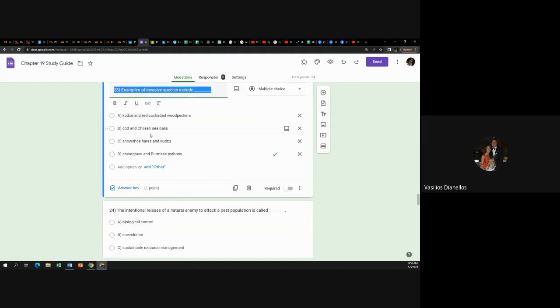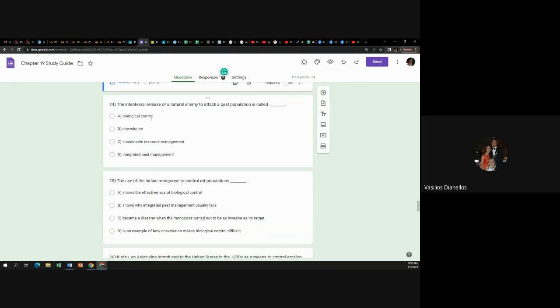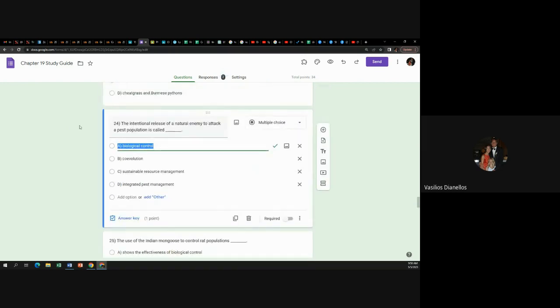I'm not going to ask you any examples of invasive species. Here we go. The intentional release of a natural enemy to attack a pest population is called biological control. It's pretty simple. It's in the name, right? When we use living things to take care of a pest, that's biological control, as opposed to chemical control, for example, using pesticides or herbicides. So any questions about number 24?